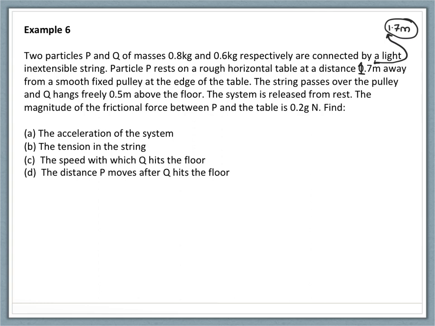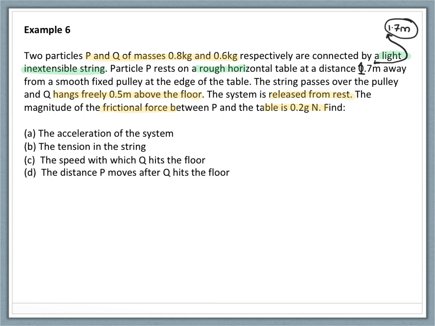And so we reach our last example. Two particles, P and Q, masses 0.8 kilograms and 0.6 kilograms, connected by a light, inextensible string. P rests on a rough horizontal table at a distance of 1.7 metres away from a smooth fixed pulley at the edge of the table. The string passes over the pulley and Q hangs freely 0.5 metres above the floor. The system is released from rest, and the magnitude of the frictional force between P and the table is 0.2g newtons. And we have 4 things that we need to calculate.